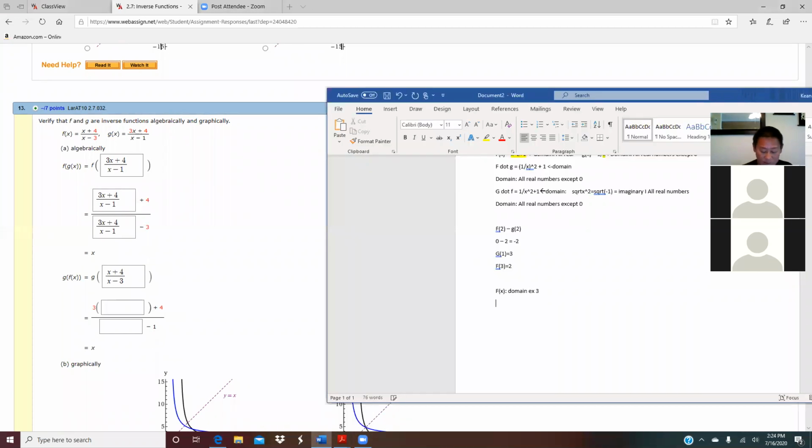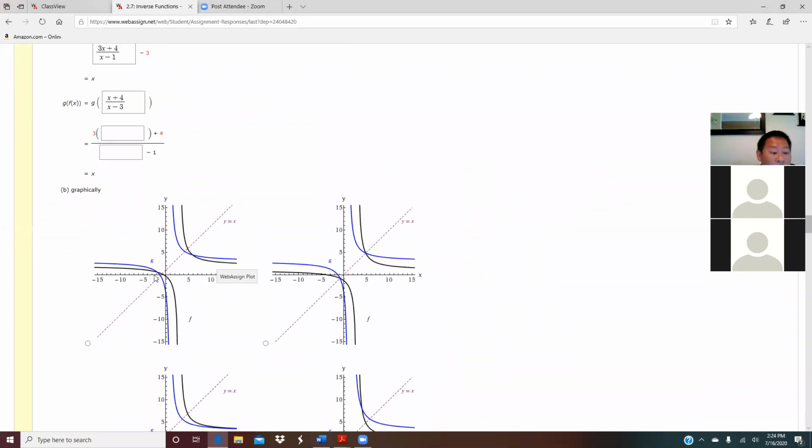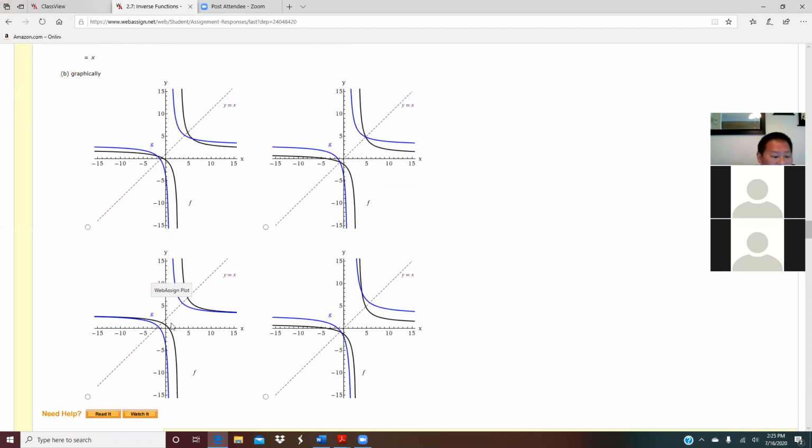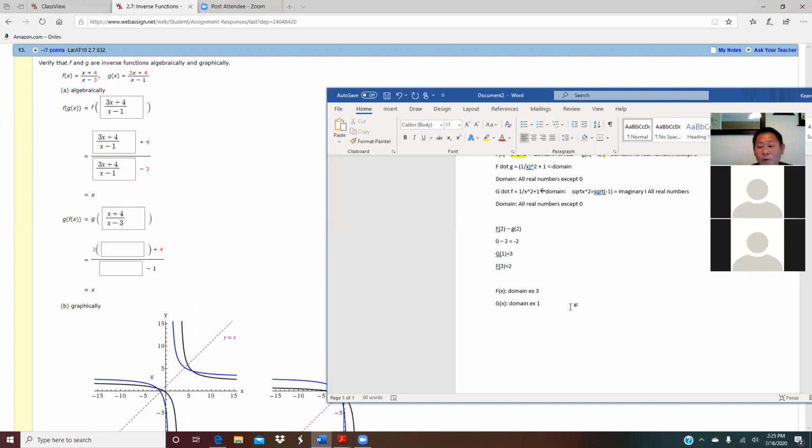G of x. The domain is all real numbers except, anyone for g of x? This is also easy. 1, yes. So what happens here is the blue line cannot cross at 1. So they all have almost the same thing, right? They all look the same. But the main part of this question is asking you for range. Yes, this is the one that a lot of students don't know how to get.